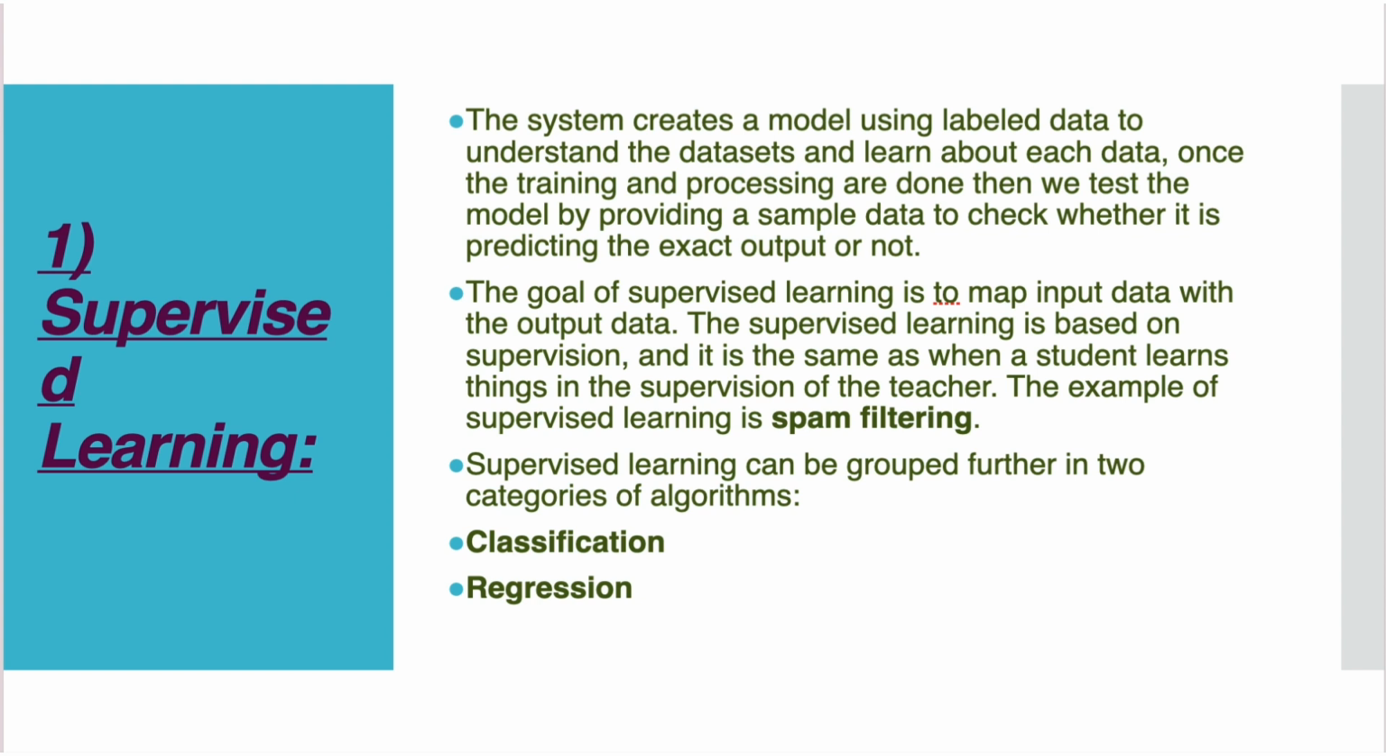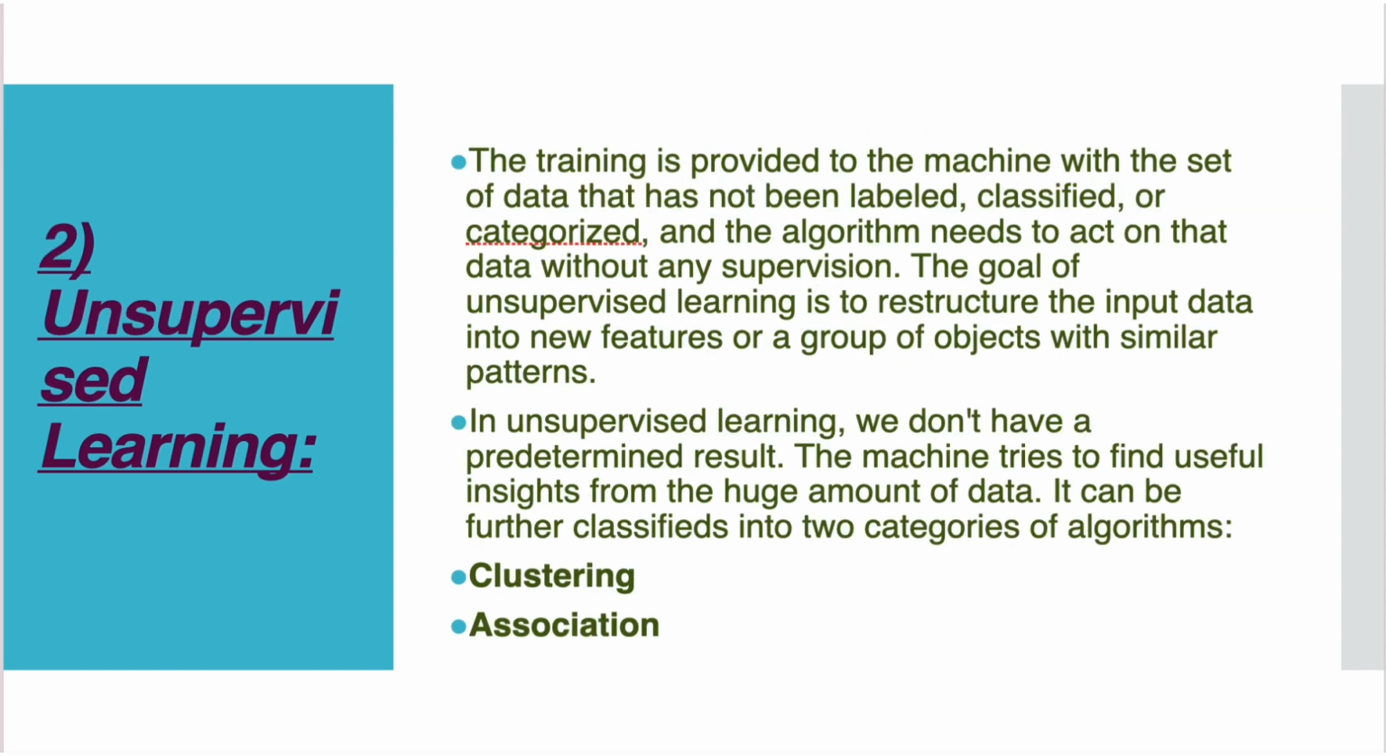Second, unsupervised learning. Unsupervised learning is a learning method in which a machine learns without any supervision. The training is provided to the machine with a set of data that has not been labeled, classified, or categorized, and the algorithm needs to act on that data without any supervision. The goal of unsupervised learning is to restructure the input data into new features or a group of objects with similar patterns. In unsupervised learning, we don't have a predetermined result. The machine tries to find useful insights from the huge amount of data. It can be further classified into two categories of algorithms: clustering and association.